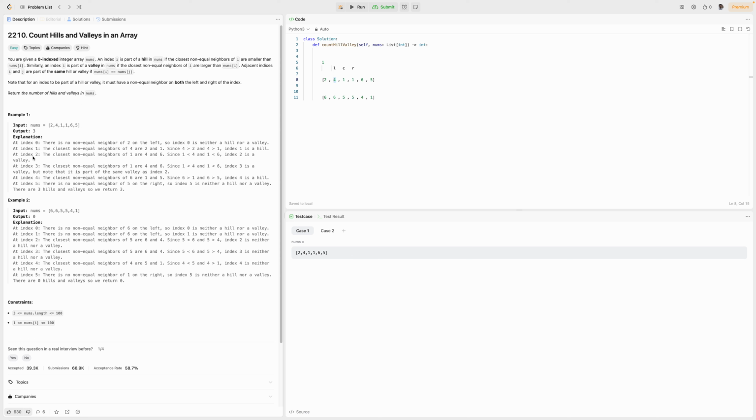Index 1 is a hill. Cool. What about the next one? 1 is less than 4 and 6, so index 2 is a valley. Cool. The closest non-equal neighbors of index 1 are 4 and 6. Again.